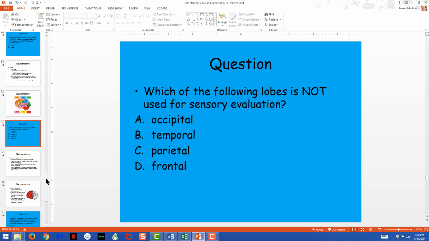Let's take a look at this question. Which of the following lobes is not used for sensory evaluation? And of course, the correct answer there is the frontal lobe. Just checking your knowledge here, occipital, temporal, and parietal, all related to your sensory inputs. And then the one motor output lobe is in the front.